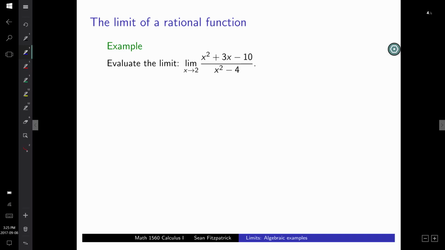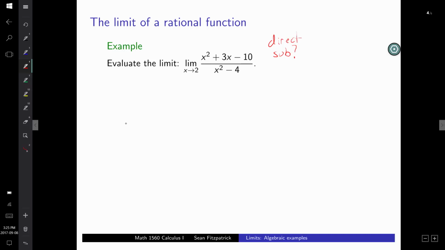A lot of the first examples and exercises you're going to try are these ones where you have rational functions. You've got one polynomial divided by another, and the first thing you always try is to ask, okay, can I plug in the value? Can I do a so-called direct substitution?